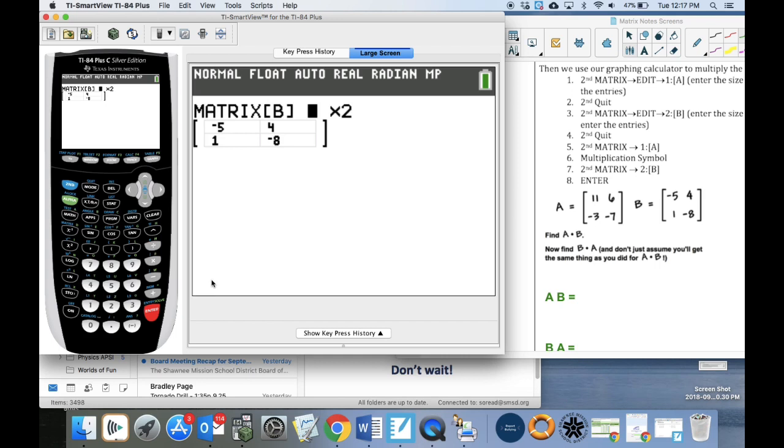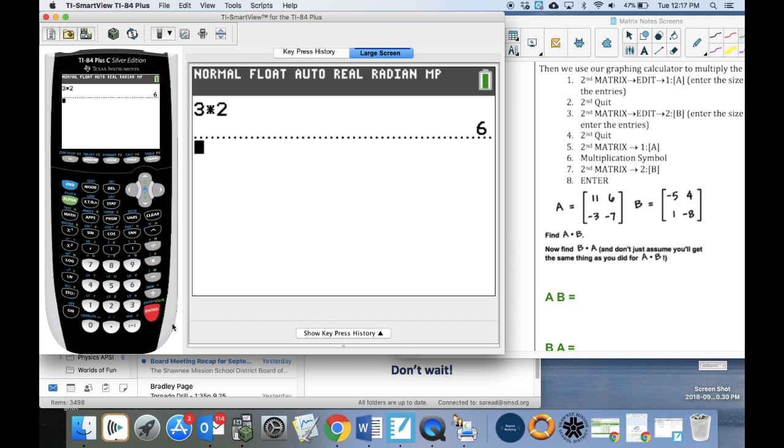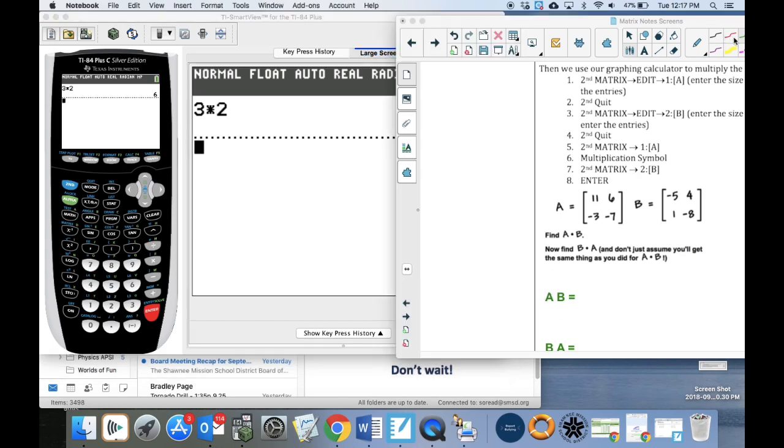Okay, once you have entered your matrices, let's quit out of here. So second, quit. We're back at the regular screen. Like if you typed in 3 times 2, this is where you would do 3 times 2. We're going to do that, but we're going to do it with our matrices. You have to name them with the matrix. So you have to name it matrix A times matrix B.